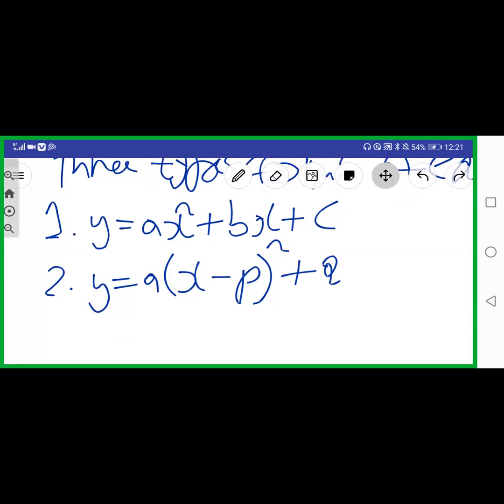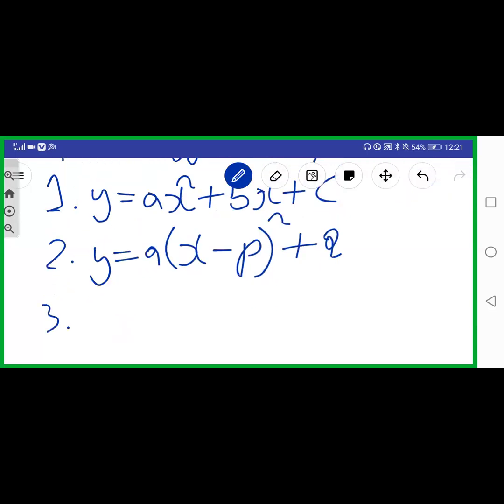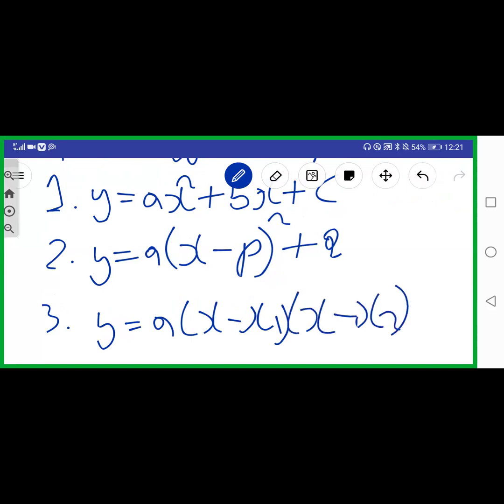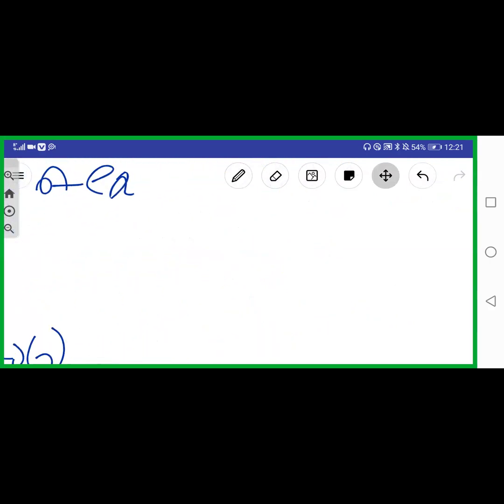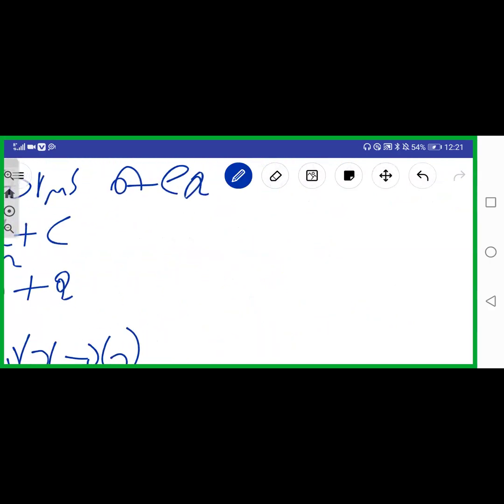All right. Then we go to the third form, which is y will be equal to a into (x minus x1)(x minus x2). We will be using these three forms to tackle every problem should they say find the missing values in the equation. Now, I want you guys to look at the very first form, and I'm going to need you to pay close attention.